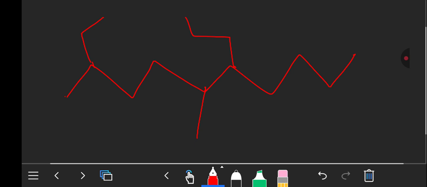Okay, now let's name it. So I'll number it in this direction. If I number it, I'll have 1, 2, 3, 4, 5. I can't go in this direction because it will give the smallest number. 5, 6, 7, 8, 9. If I go this way, I'll have 10 there.